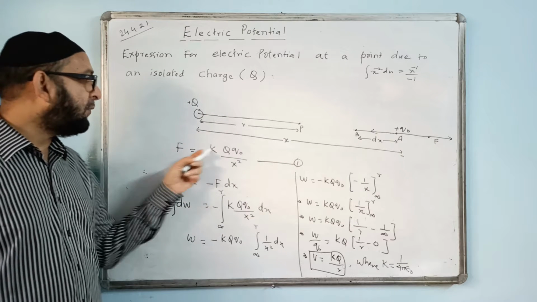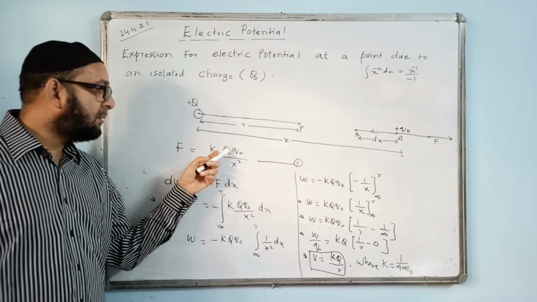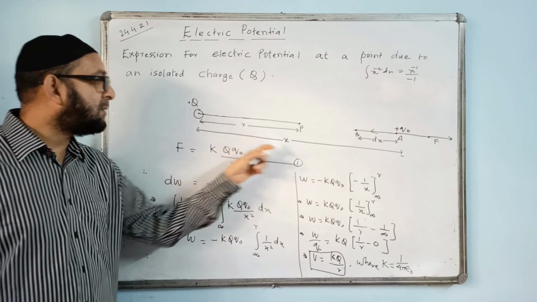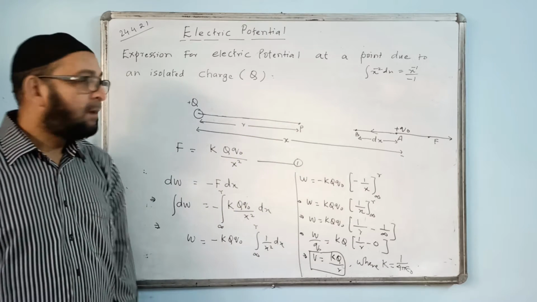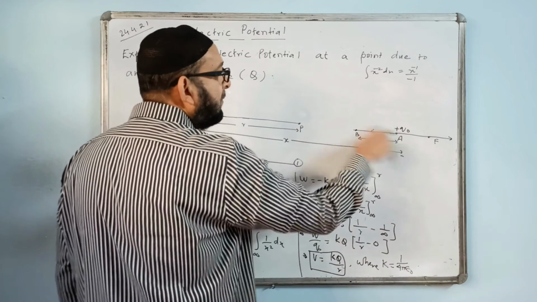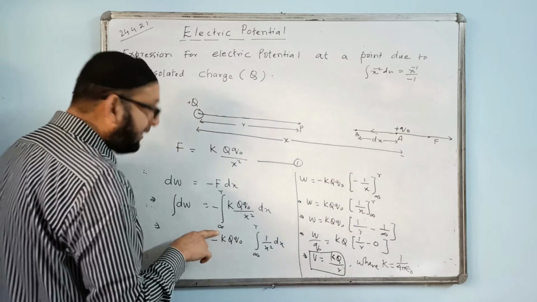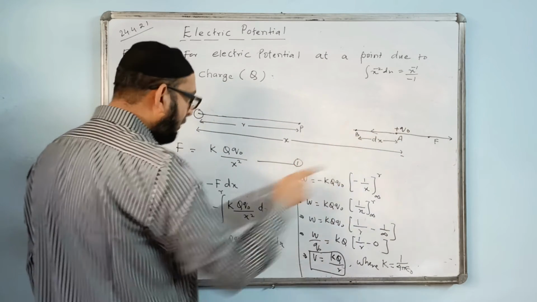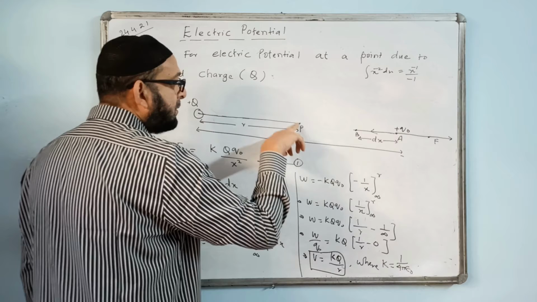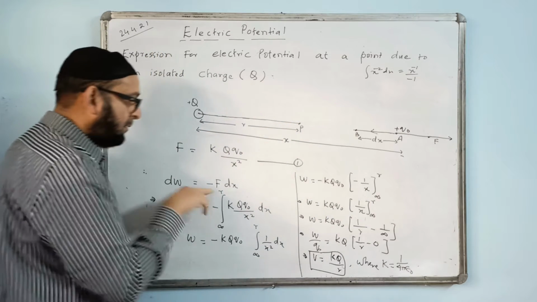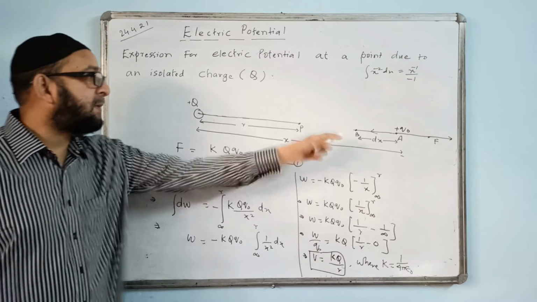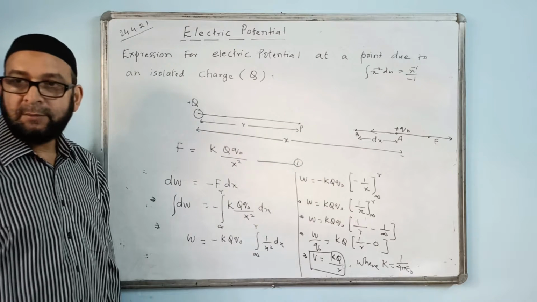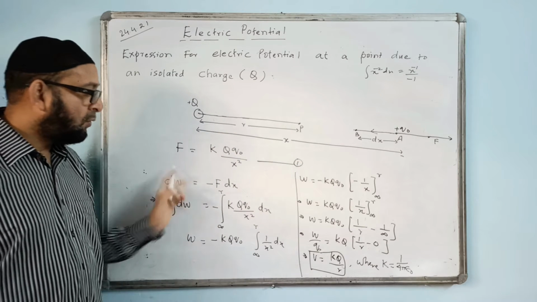First I will be writing the value of force, q1 q2 by r square. The distance of the point A is x. First I will take the general point A and the general point B, A to B. The starting value of A is infinity, and the final value of this point B is P, that is r. The sign is minus 1 here because force and displacement are in opposite directions. So hope you understood this.